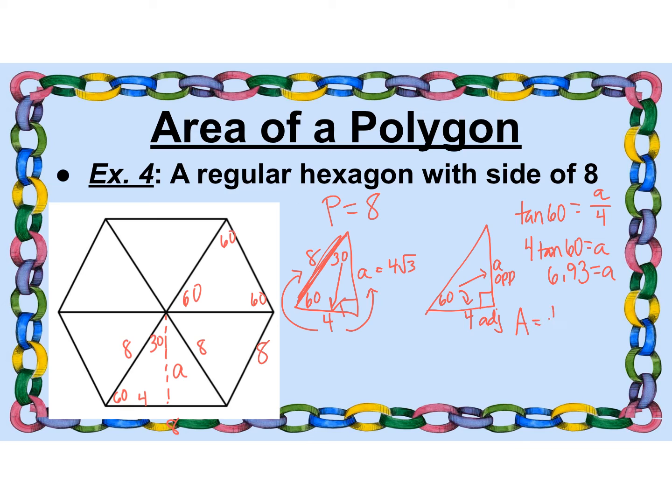So I'm going to put that together with my perimeter and do my area formula. Area equals 1/2 my apothem, which is 6.93, times my perimeter, we said was 8 times 6, which is 48. And then we get an area of 166.32, and that would be units squared.